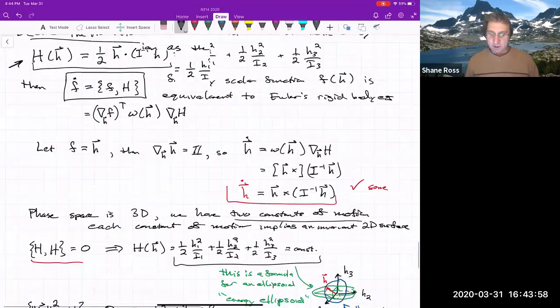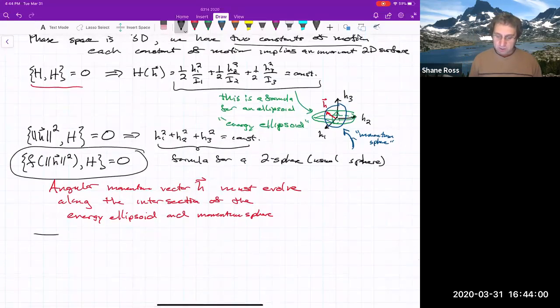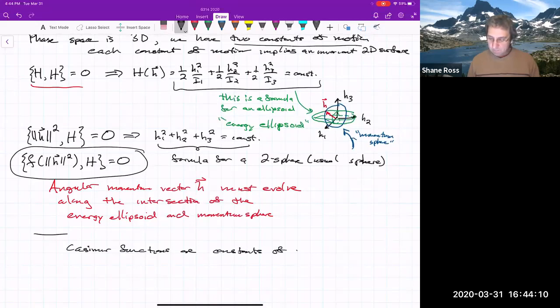And that's a whole topic called Casimir functions. Casimir functions are constants of motion that you could think of as arising from the Poisson bracket. And it has to be a non-canonical Hamiltonian system to see this. They're non-trivial functions for which their Poisson bracket with any other function is 0, not just the Hamiltonian, but any other function. We'll say more about that.